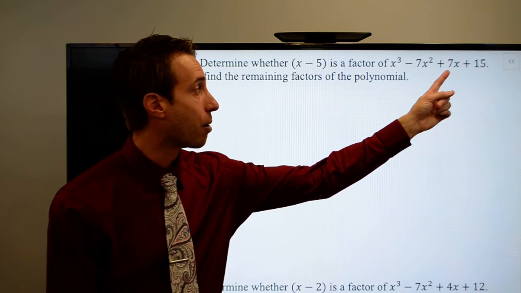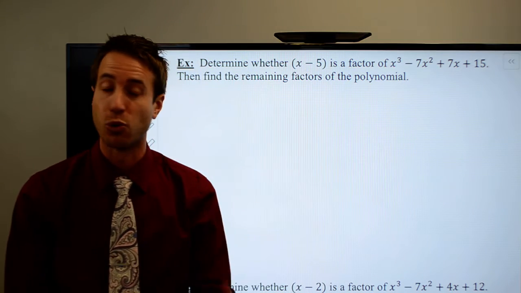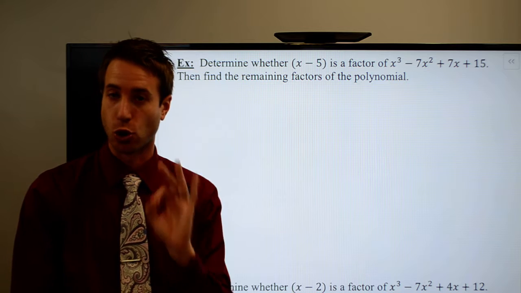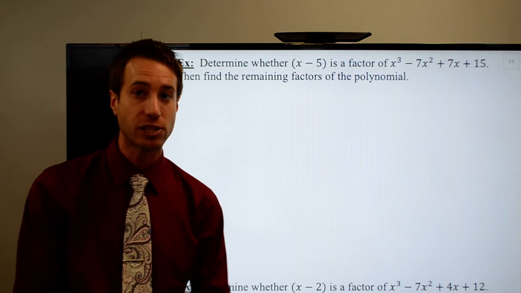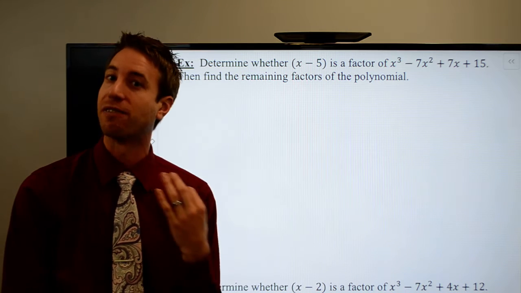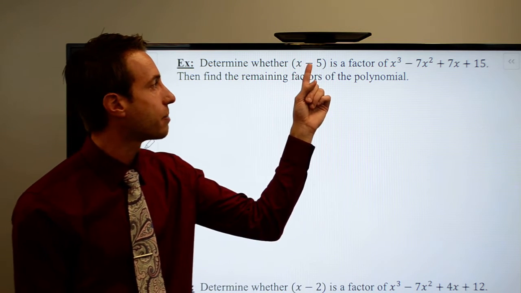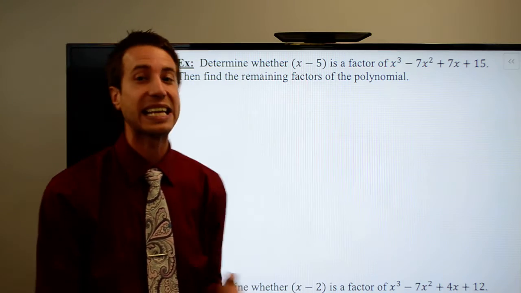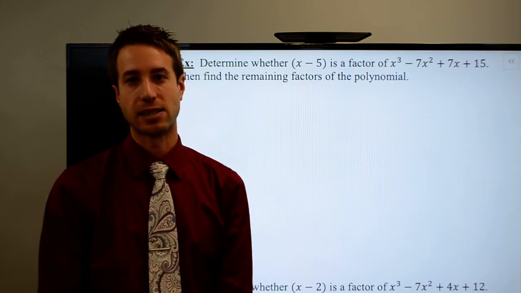I have given you a polynomial. Please notice it is a third-degree polynomial, which means when I get done, I had better have 3 zeros. According to the fundamental theorem of algebra, I already know how many solutions I should get. I should have 3 when I get done. If I don't, I made a mistake somewhere. I've also given you x minus 5, and I've asked you to determine whether that is a factor of this polynomial. That means synthetic division.